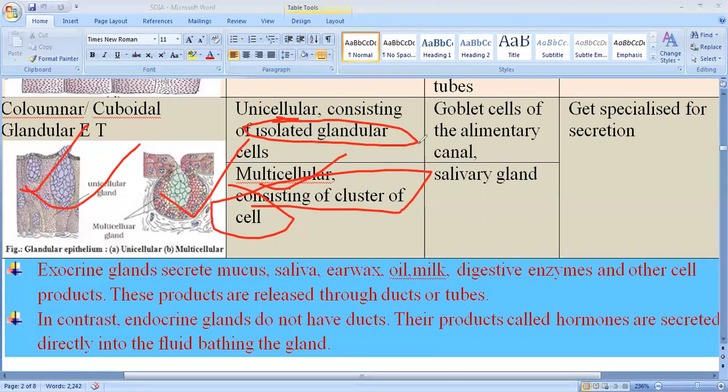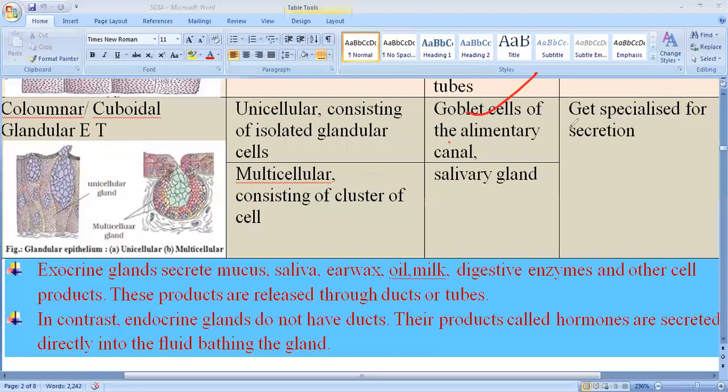Okay. Where is unicellular located? Unicellular is located in the goblet cells of the alimentary canal. You know very well the alimentary canal as well as the stomach. The stomach also has goblet cells, or mucus cells, and these are involved in the secretion of mucus. And multicellular is located in the salivary gland. We have three pairs of salivary glands in our body, and they secrete saliva. They have the enzyme known as ptyalin or salivary amylase, which is involved in the digestion of carbohydrate food particles.